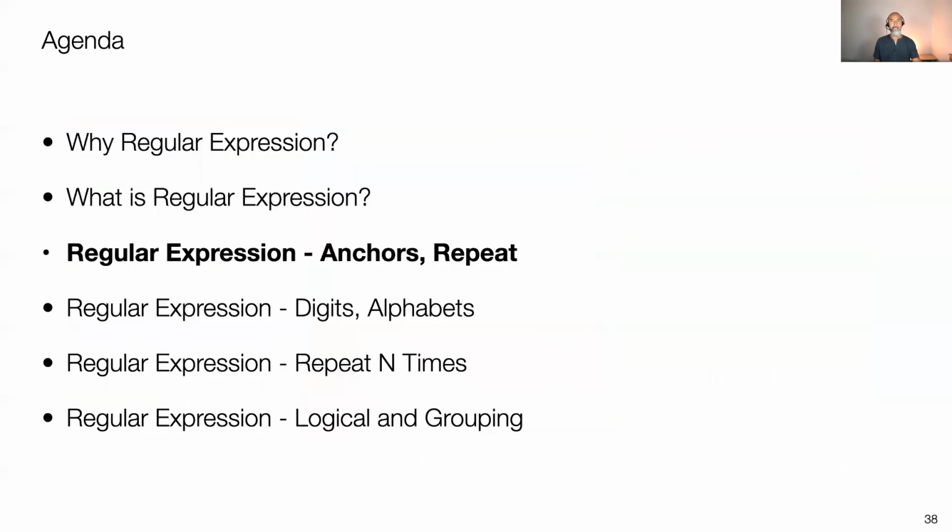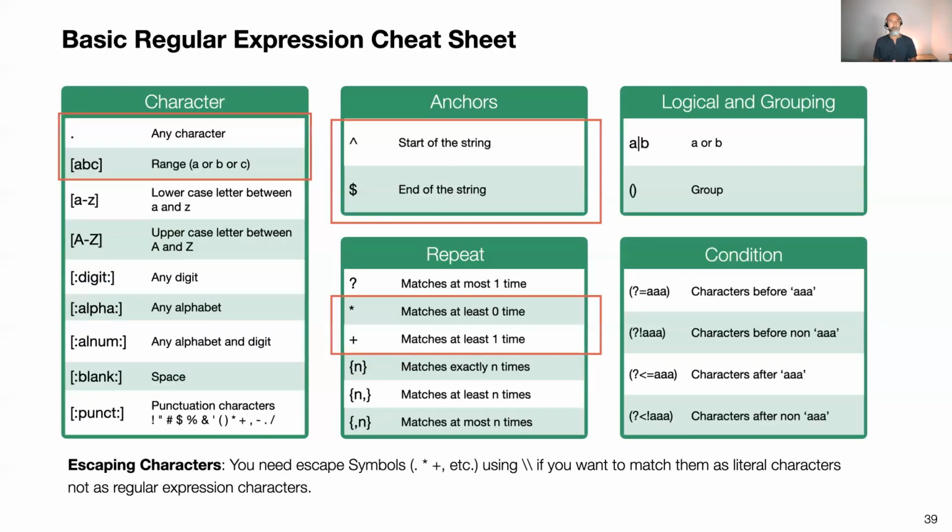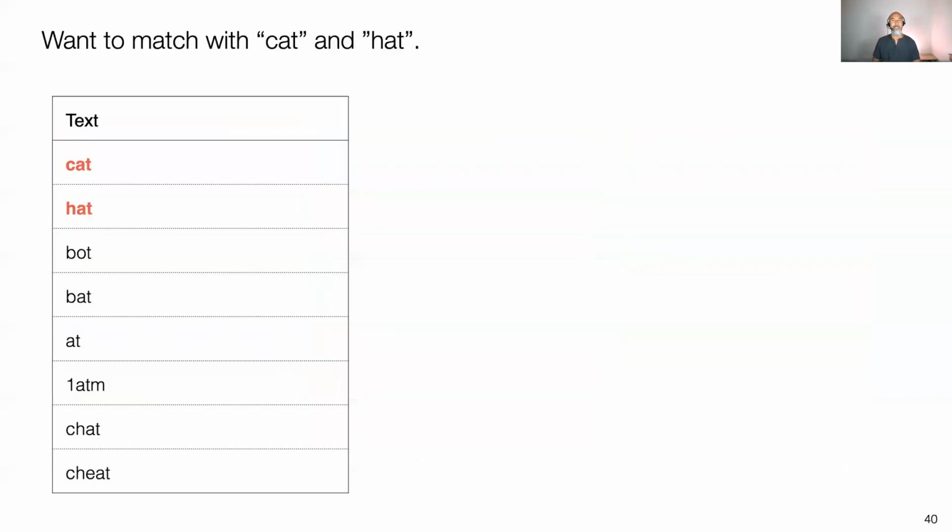So regular expression, anchors, and repeat. So for the next 5-10 minutes, I'd like to introduce these anchors, repeat, and the left-hand side, the character, okay? So let's see the sample data. Cat, hat, bot, bat, at, 1 ATM, chat, sheet. Sounds like a Dr. Seuss kind of session now.